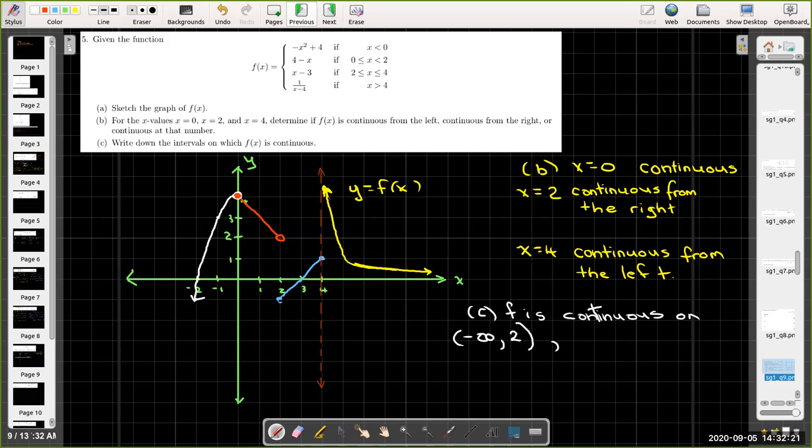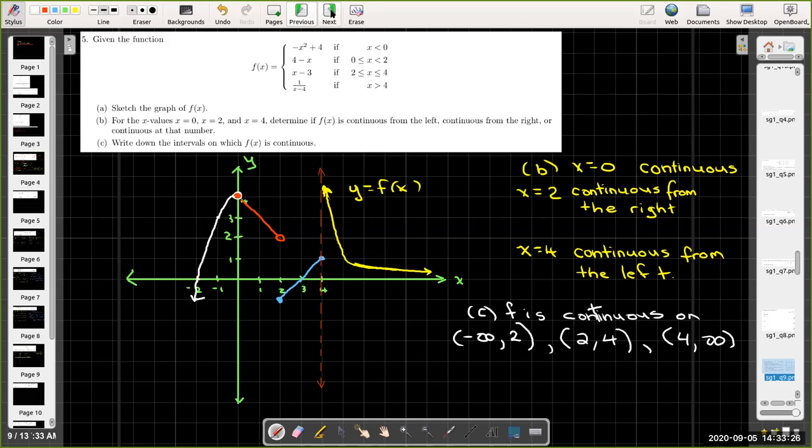It's also continuous starting from positive 2 to positive 4. It's only continuous on one side of 2 and one side of 4, so I had better make that a parenthesis. And then we have to omit 4, but then from 4 going to the right forever, we have a rational function, and all of those values to the right of 4 are in the domain. And so from 4 to infinity, the function is continuous.